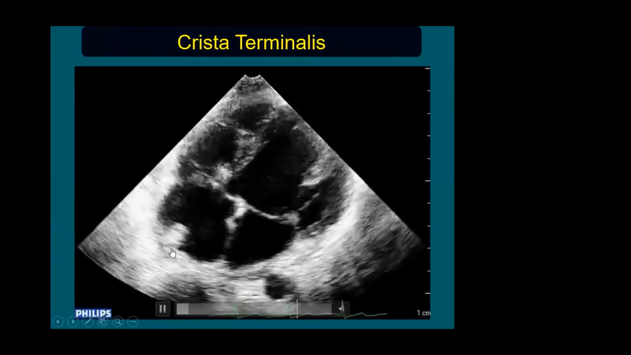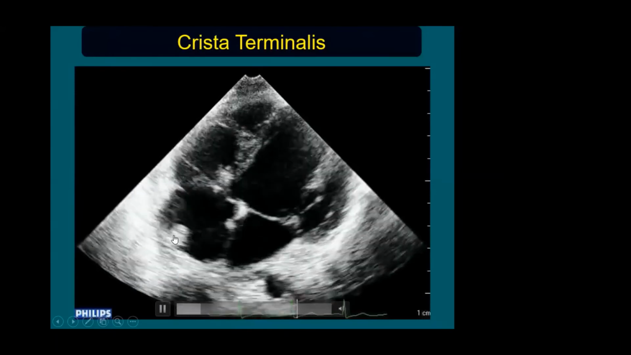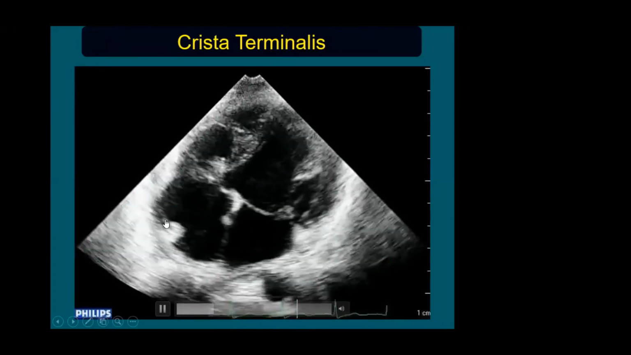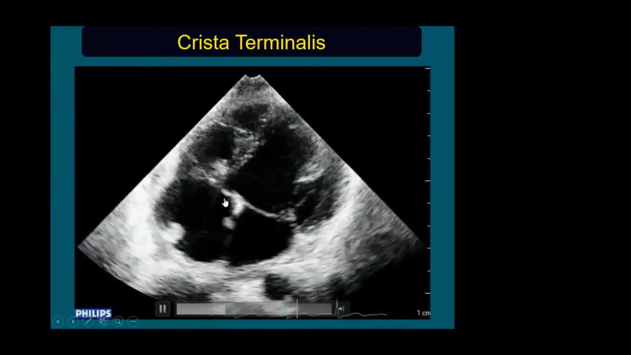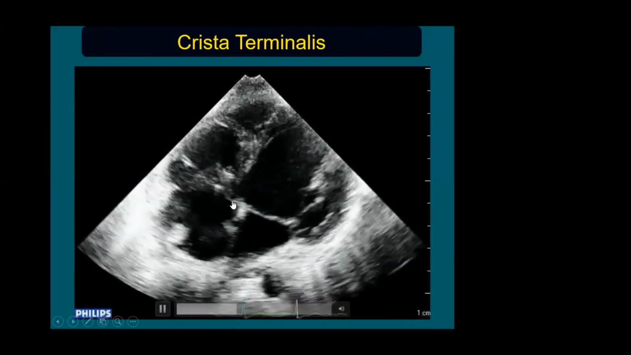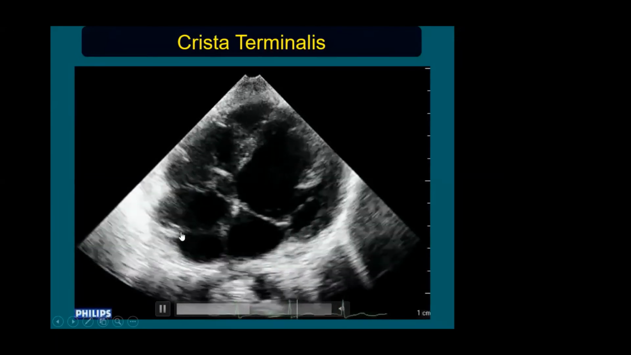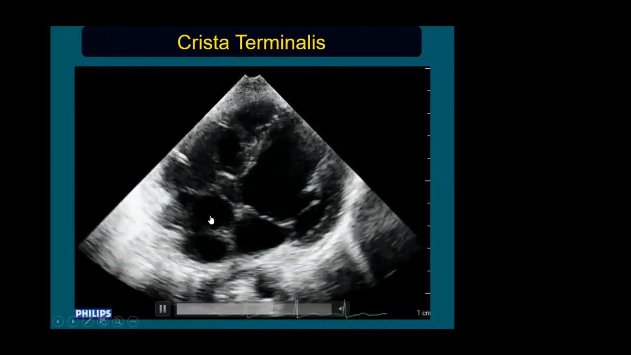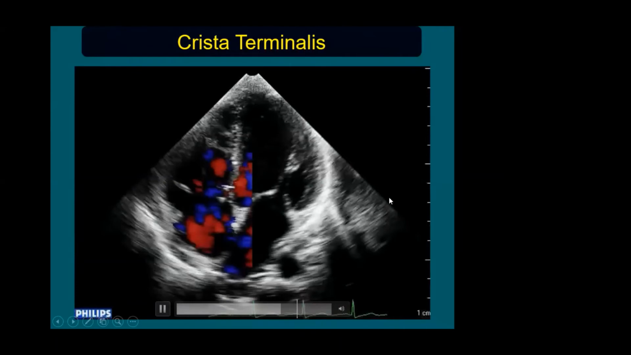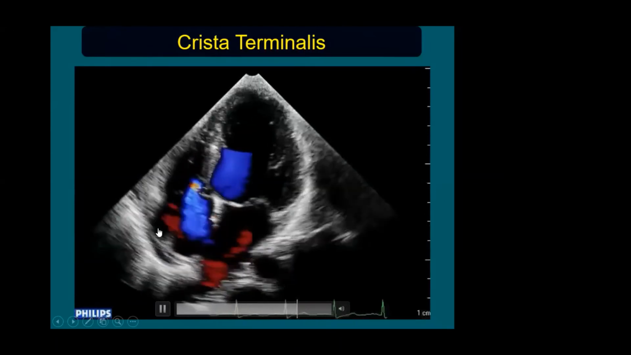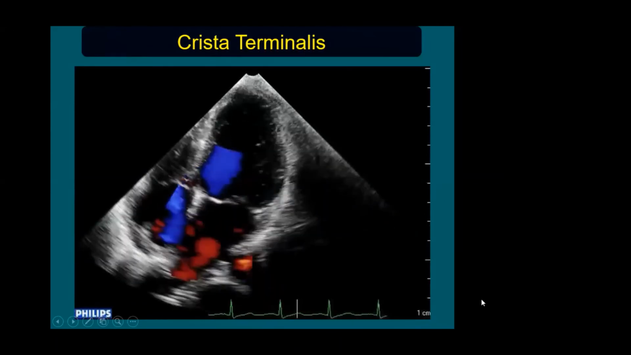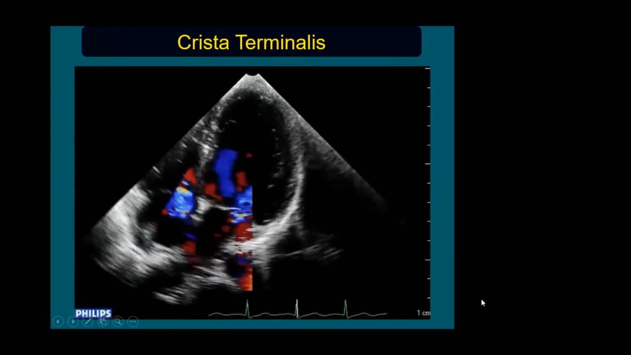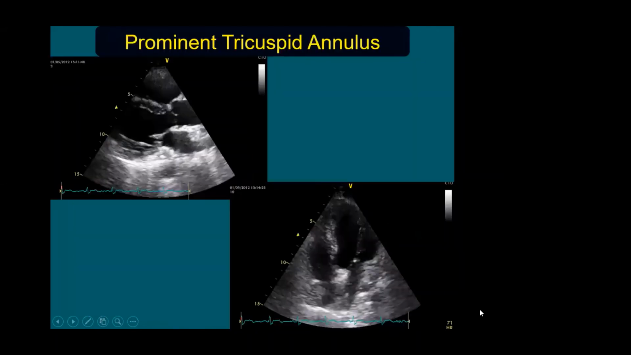Here in this echo, you can see a mass inside the right atrium, a bulbous mass here inside the right atrial wall. And this is often present in patients with a normal right atrium. This is due to a prominent crista terminalis, which is normally present in people. In some people, the crista terminalis is very prominent, and this should not be mistaken for a mass due to a thrombus or tumor.